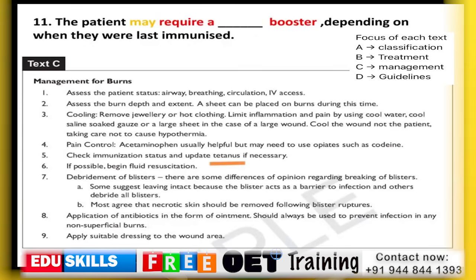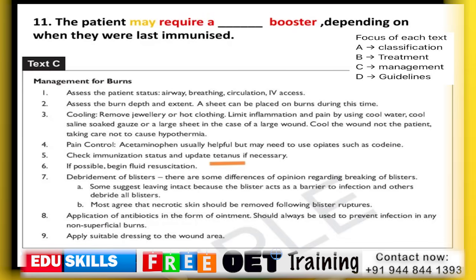Let's go to text C, management of burns. So here we can see point number 5: check immunization status and update tetanus if necessary. So here in the question, if necessary means the question says the patient may require. So here we can see they are asking about the dash booster.